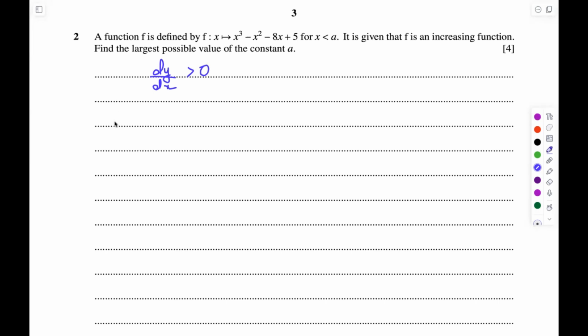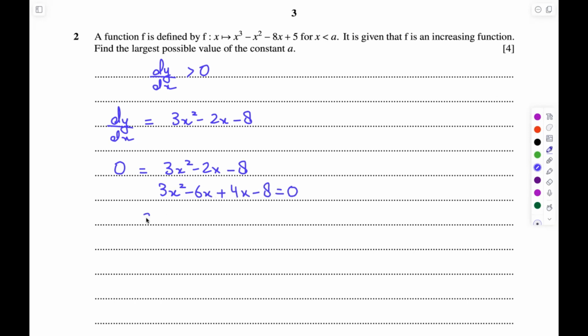So in the first step, finding the dy/dx, that will be equal to 3x squared minus 2x minus 8. Now substituting dy/dx as 0, we'll get 0 equals 3x squared minus 2x minus 8. Factorizing this, we'll get 3x squared minus 6x plus 4x minus 8 equals 0. Taking 3x common, this will be x minus 2, plus taking 4 common, this will be x minus 2 equals 0. We'll get (3x plus 4)(x minus 2) equals 0. So the two values of x will be x equals 2 and x equals minus 4/3.